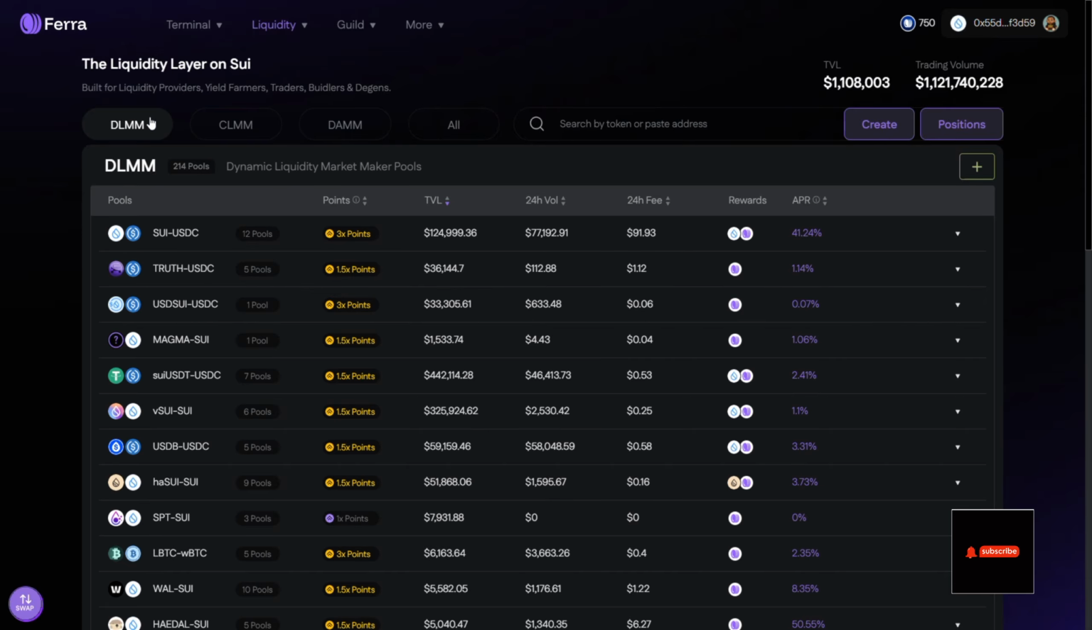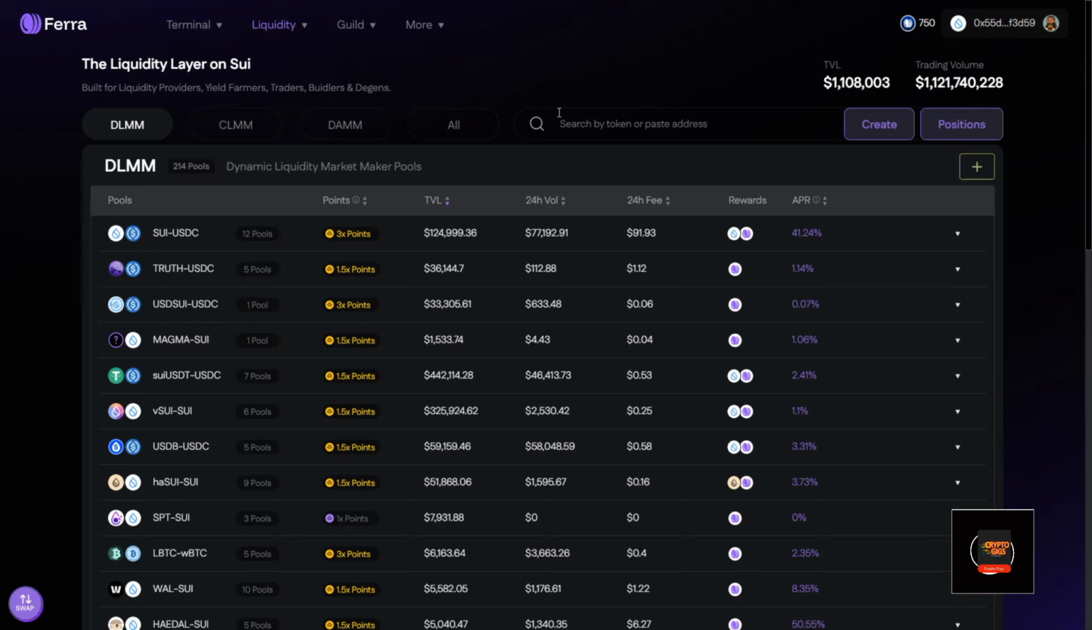So how about the DLMM, Dynamic Liquidity Market Maker? This is the biggest here, with over $1.1 million total value locked, with a $1.12 billion trading volume. So if you're looking at how you can provide liquidity and earn yields, get rewards and stuff, consider starting to use Ferra Protocol, and for that I'll leave the link below in the comment section. Next time I'll take you through how you can add liquidity and how you can earn some yields from this particular platform.